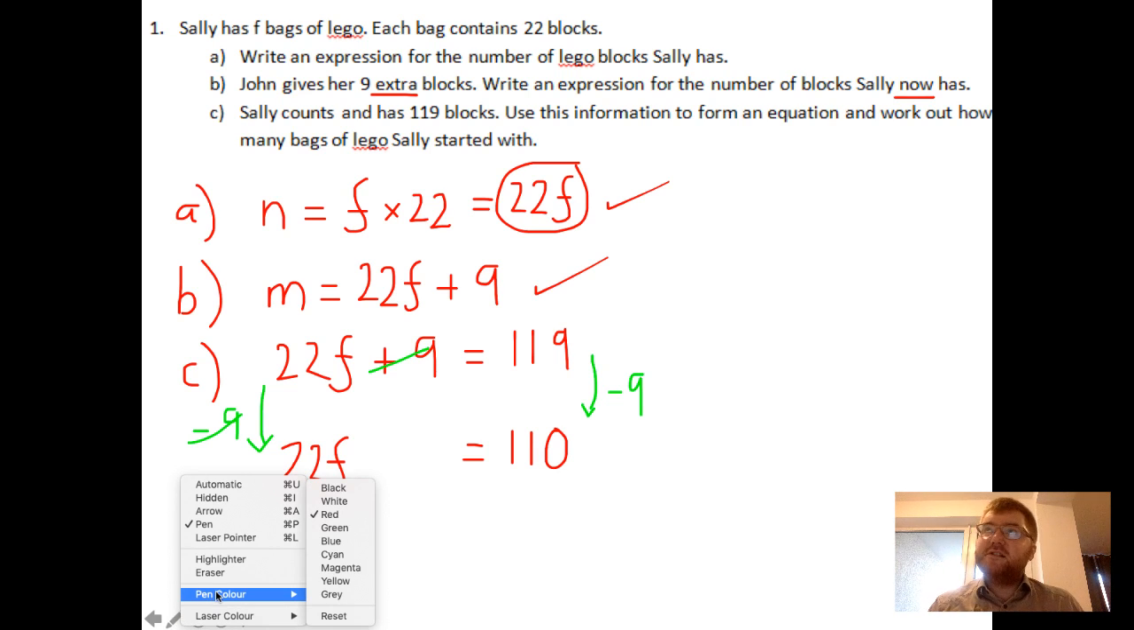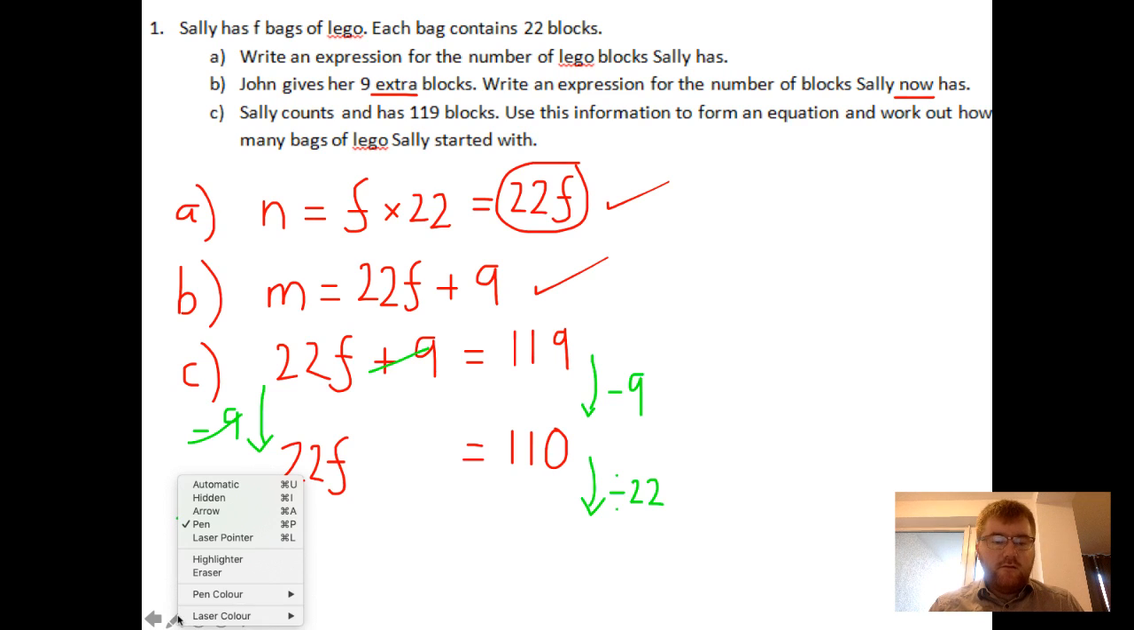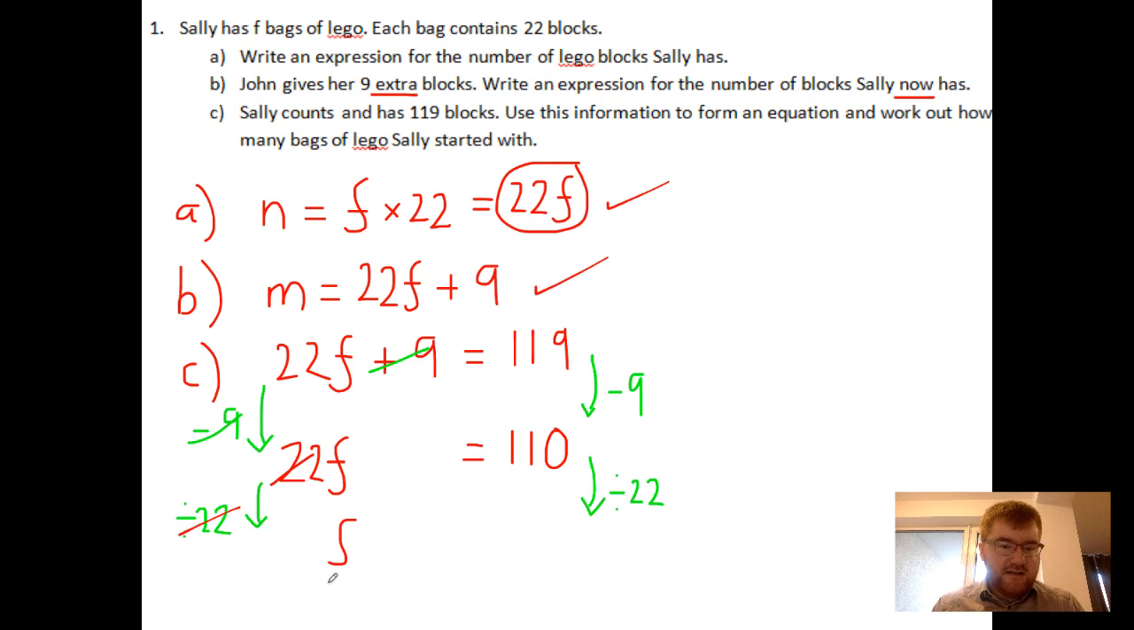So similar to an example I did in part 1 actually. What's the opposite of timesing by 22? Well, we can divide by 22 on both sides of our equation, like so. Now I already know what the answer is, of course, so this is equal to F.